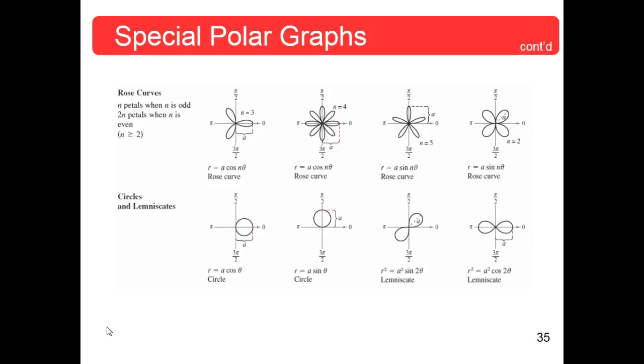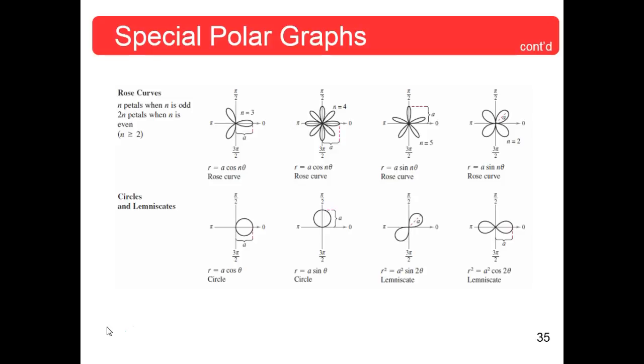Now, notice with the sine, you're just like sine here with an even n. So here your a is going to be the max at the 45s. With cosine, r squared equals a squared cosine 2 theta, then you're going to be on the x-axis.